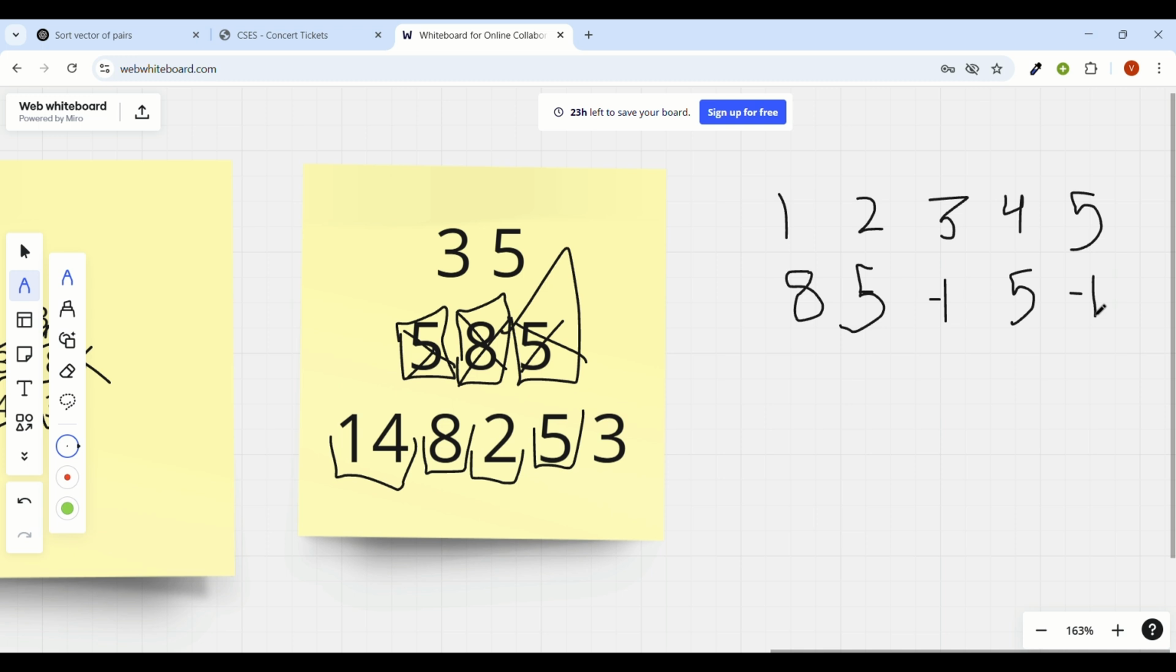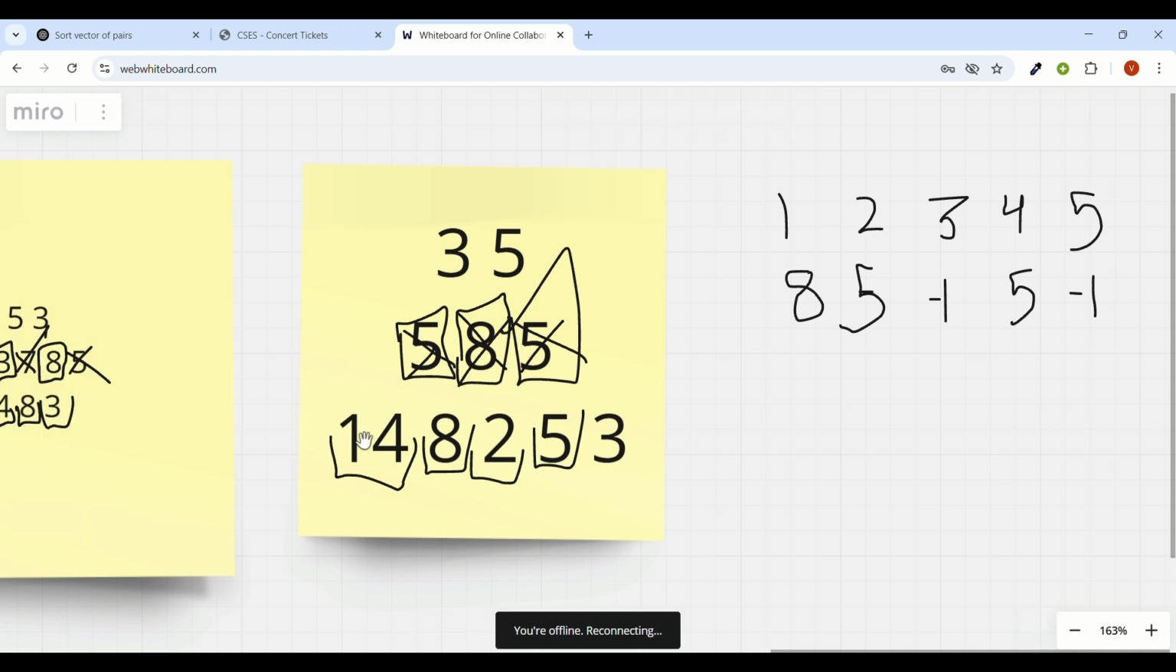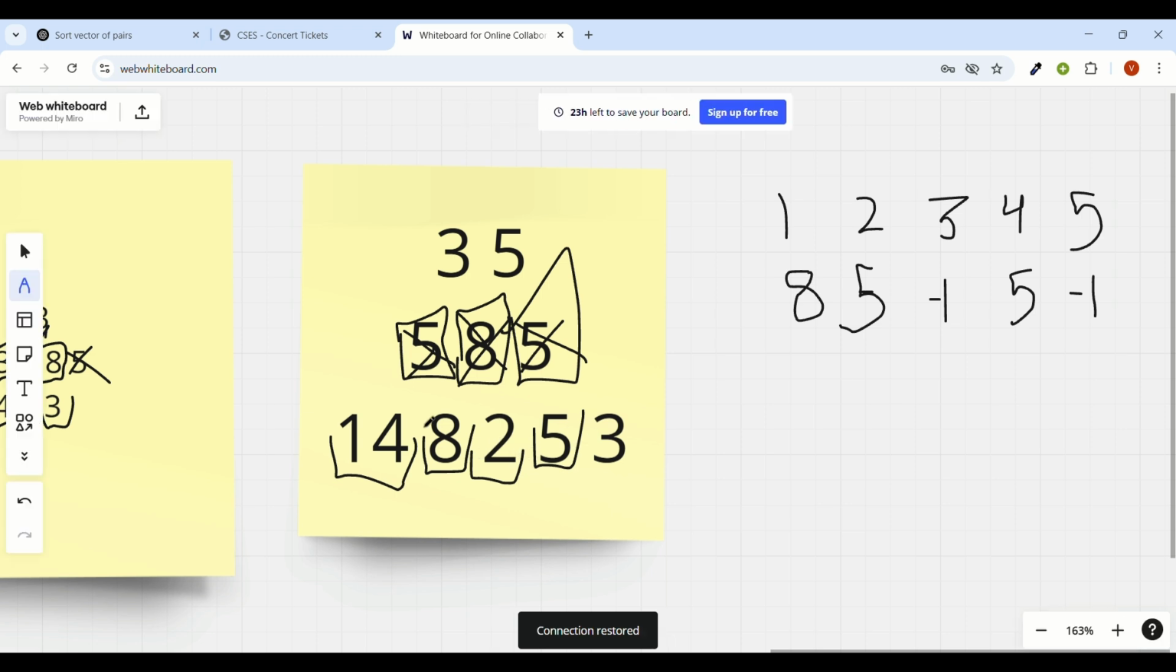Now what could be the approach for solving this problem? If you simply think, what we are trying to do is store all the ticket prices, then find a ticket price for every customer which is less than or equal to the price the customer is willing to pay. So if we store all these values, a lower bound would return us a value which is greater than or equal to this particular value.